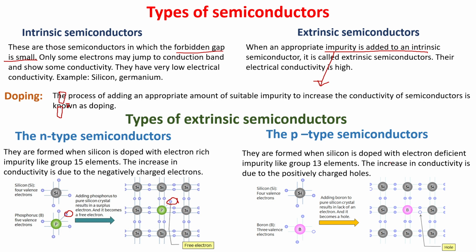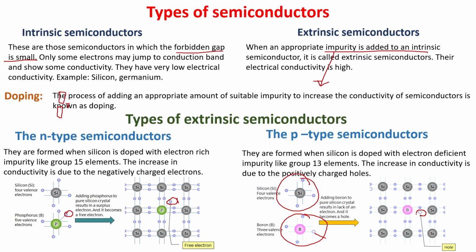It is actually because of the hole generated. As you can see, silicon has 4 valence electrons. Boron, added from the 13th group, has 3 valence electrons. So this hole is there. Adding boron to the pure silicon results in the lack of an electron, and it becomes a hole.